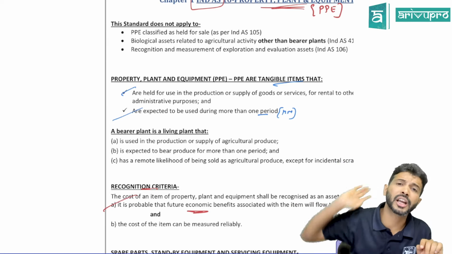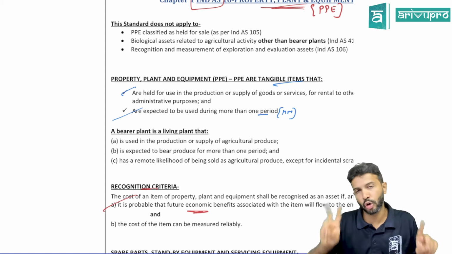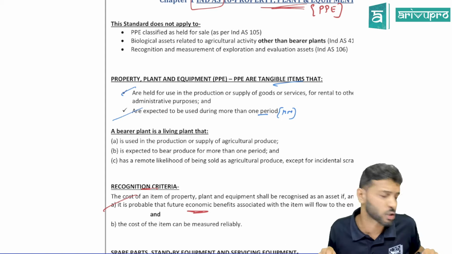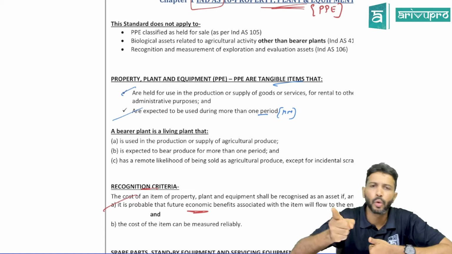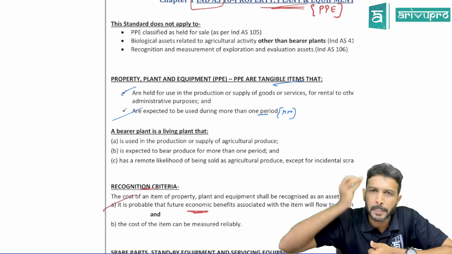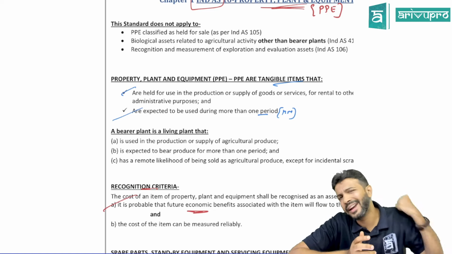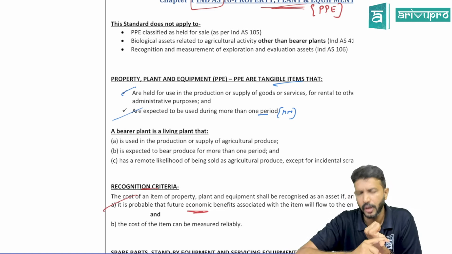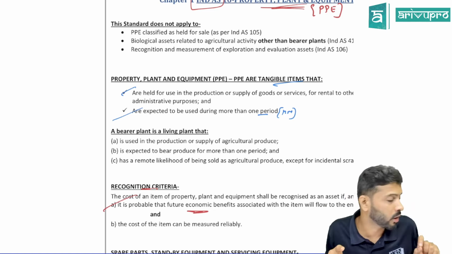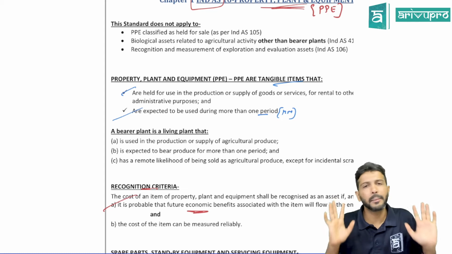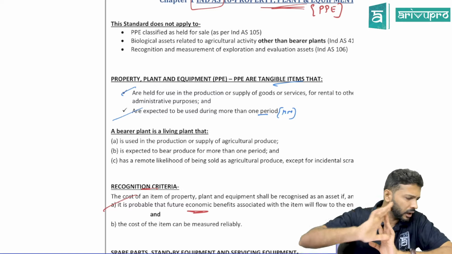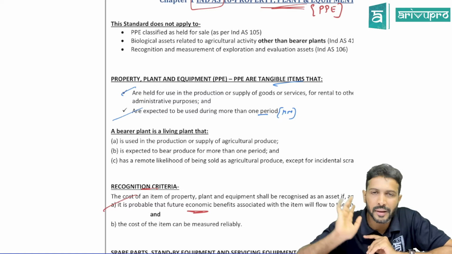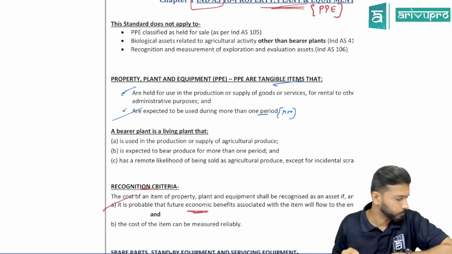Just with the definition, can you show PPE in the balance sheet? No. There are two more recognition criteria to be satisfied. What are the two recognition criteria, sir? FEB, as in future economic benefits, meaning due to that property, plant and equipment, the entity should get some benefits. And second, the cost of that PPE, you should be able to tell accurately or reliably. The day these are satisfied, PPE gets reflected in the balance sheet.